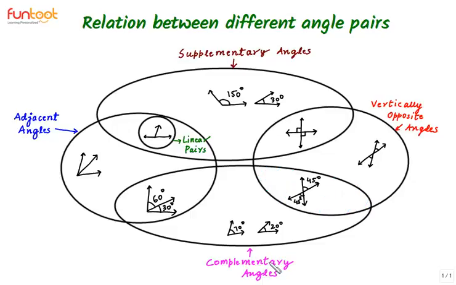Let's summarize what we have learnt here. Linear pairs are adjacent angles as well as supplementary angles. Vertically opposite angles are non-adjacent angles, but they can be supplementary as well as complementary. Supplementary angles cannot be complementary angles and complementary angles cannot be supplementary angles.